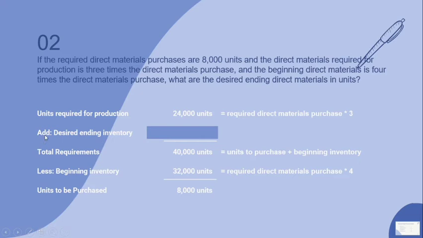Then, for the desired ending inventory, where do we work back from? Since it is added, if you go up from total requirements, it should be subtracted. So, we have total requirements minus units required for production. So, 40 minus 24, we have 16,000 units. So, the desired ending direct materials in units is 16,000 units.